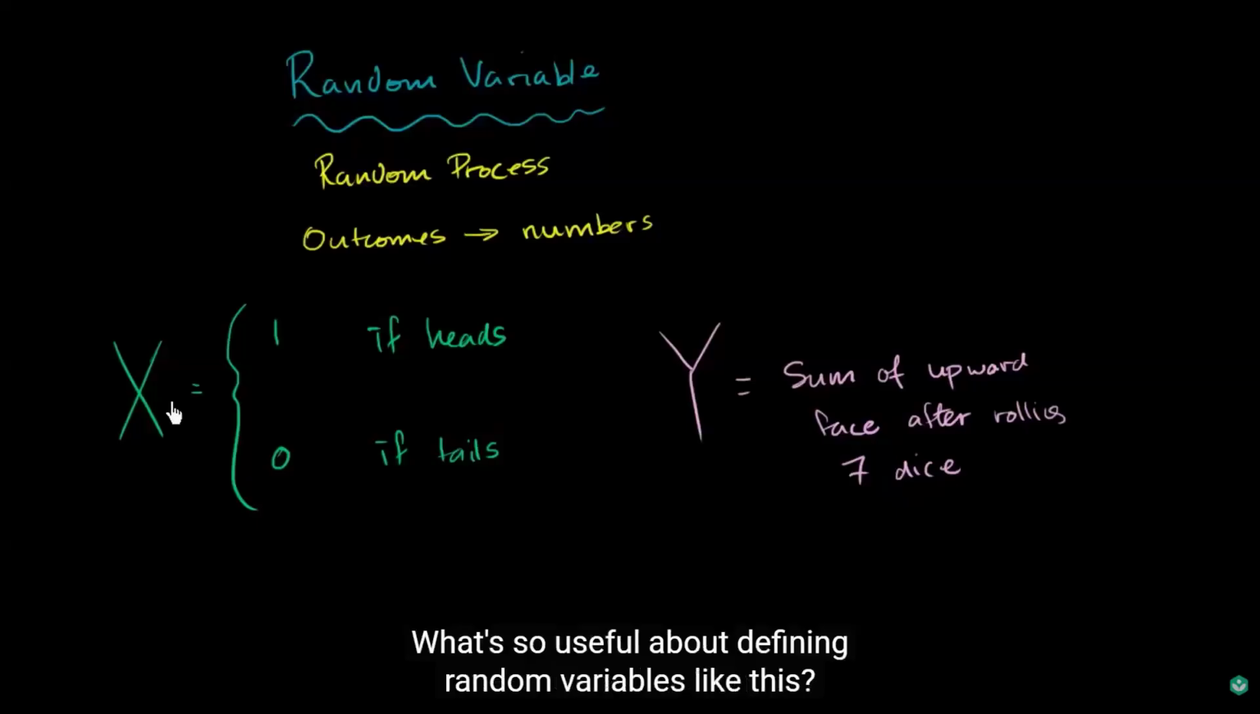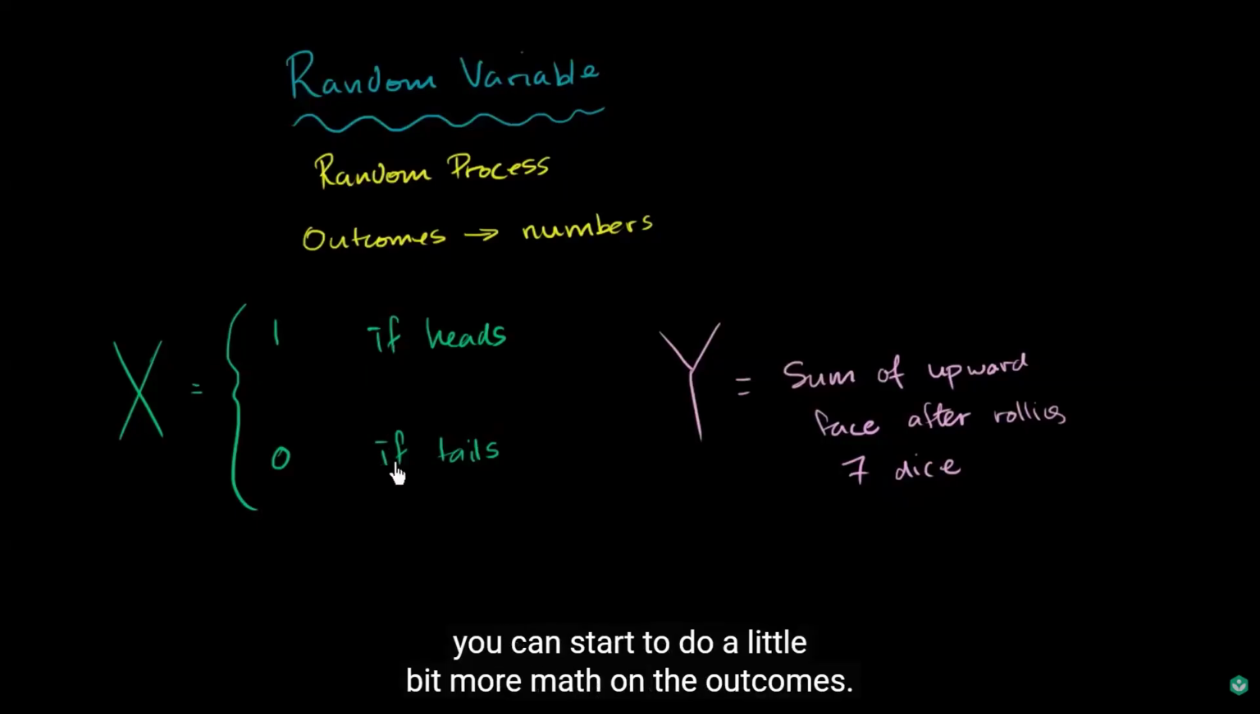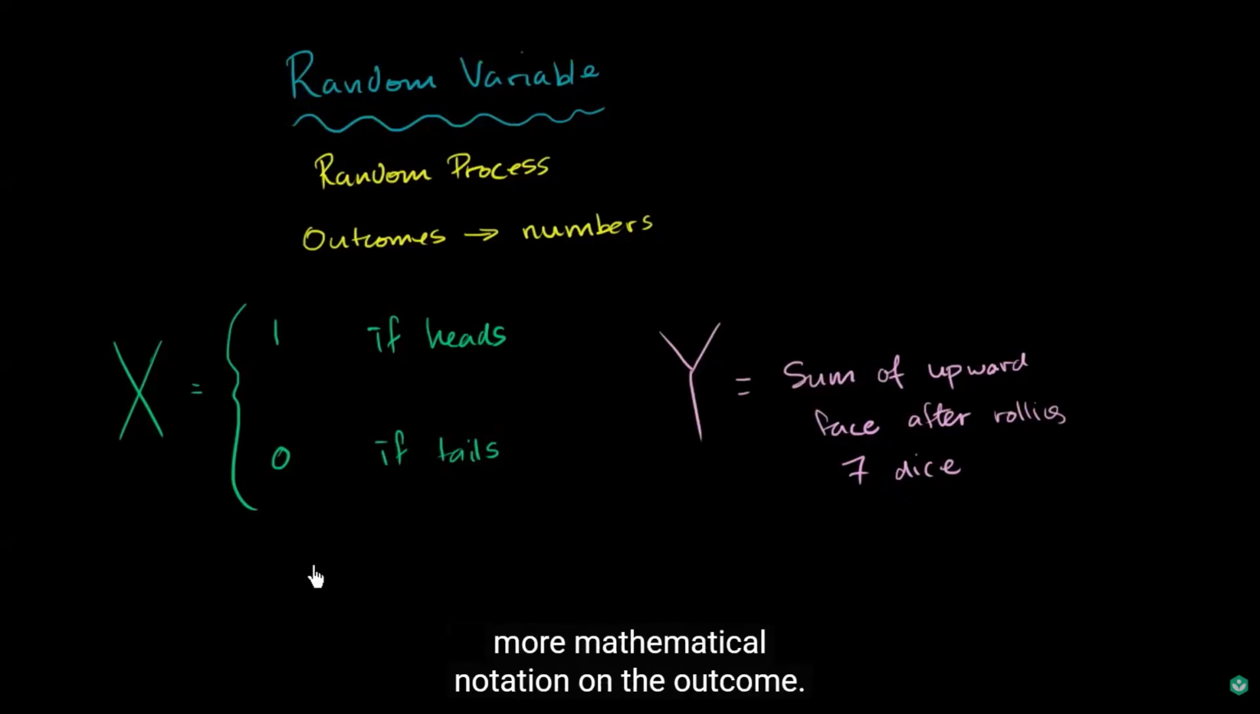What's so useful about defining random variables like this? It will become more apparent as we get a little bit deeper in probability, but the simple way of thinking about it is, as soon as you quantify outcomes, you can start to do a little bit more math on the outcomes, and you can start to use a little bit more mathematical notation on the outcome.